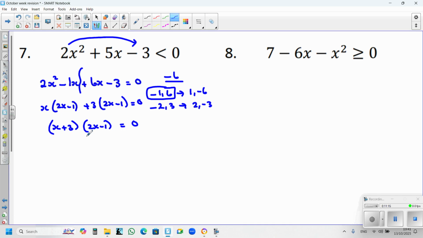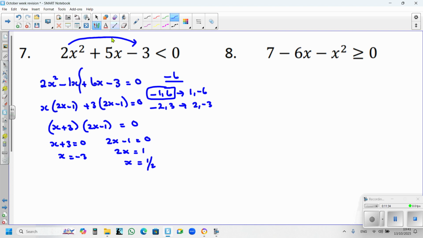So either x plus 3 equals 0, take 3 away from both sides, so x is -3. This one here, we've got a wee bit more work to do. 2x minus 1 equals 0. Add 1 onto both sides, so 2x is equal to 1. Divide by 2, so x is equal to a half.